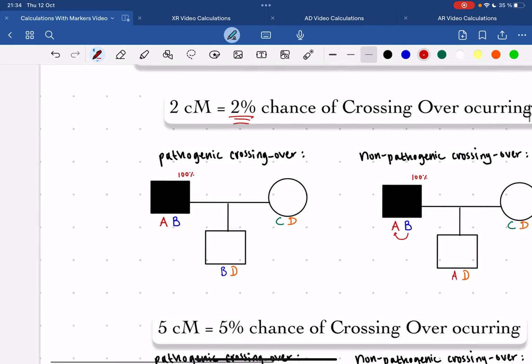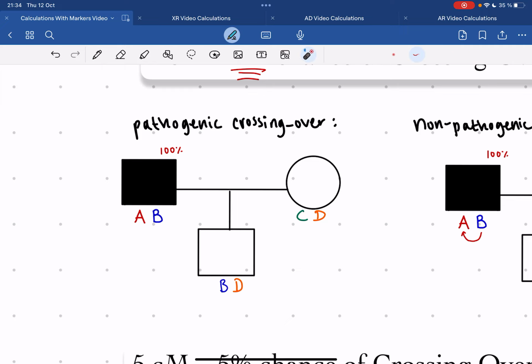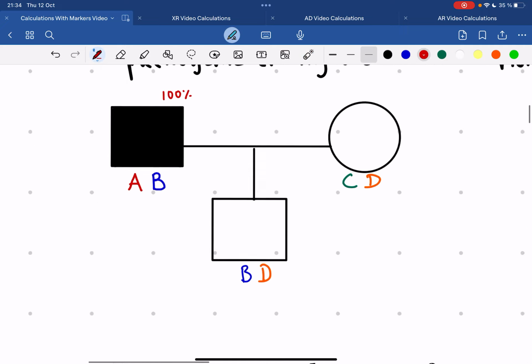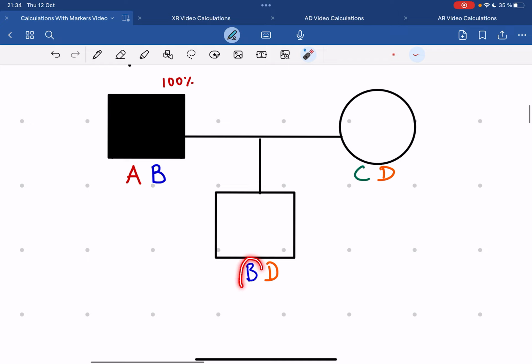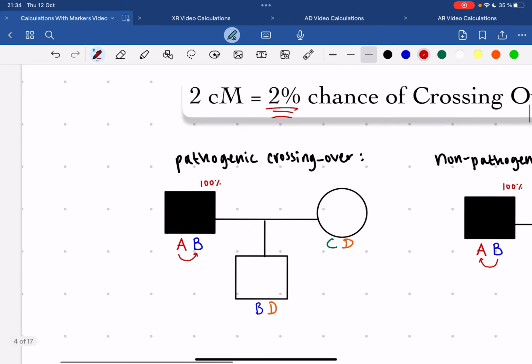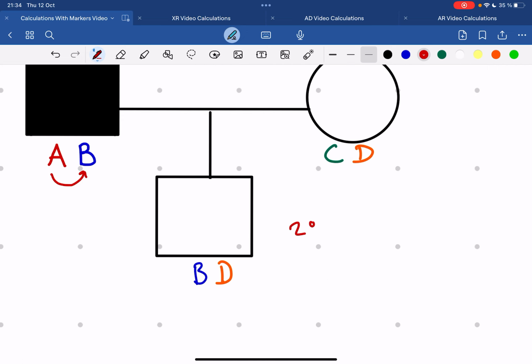So to give this perspective, let's start with the pathogenic crossing over. So here we have a B marker, which stands for the non-pathogenic allele of the father. However, this B could still be an A undercover, depending on if this A has given the information to B during crossing over. And if there's a 2% chance of crossing over, this means there's a 2% chance for this person to be either affected or a carrier.